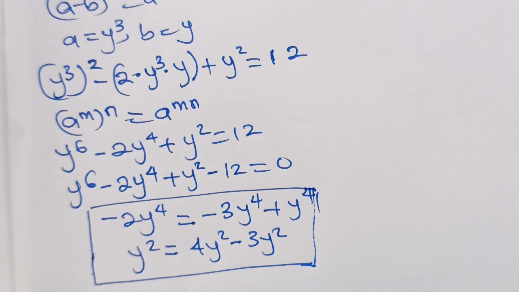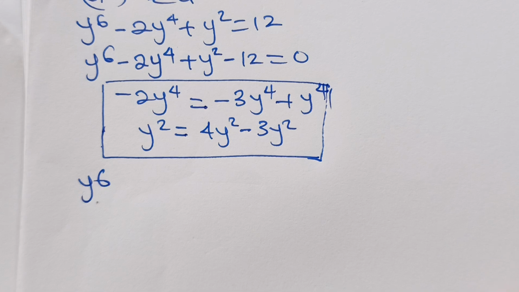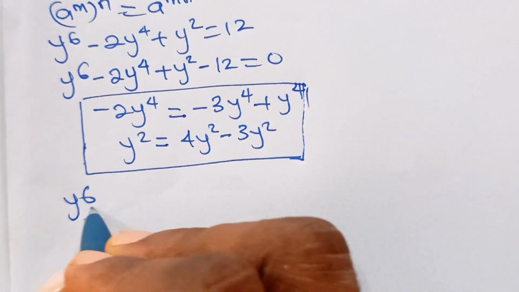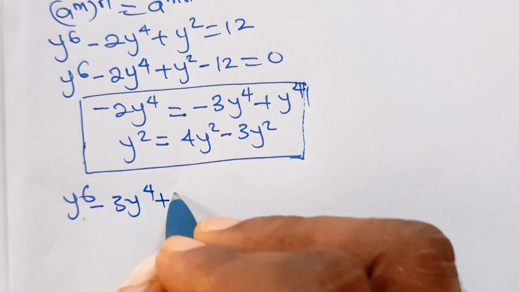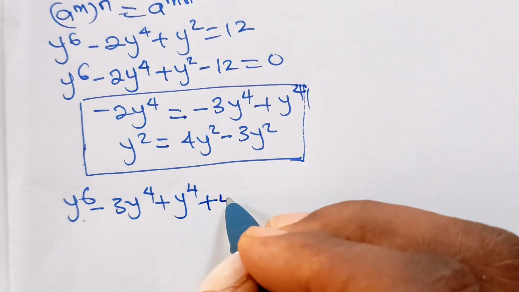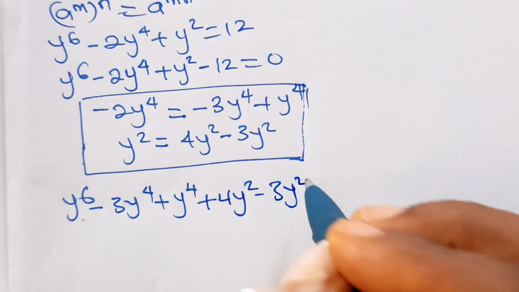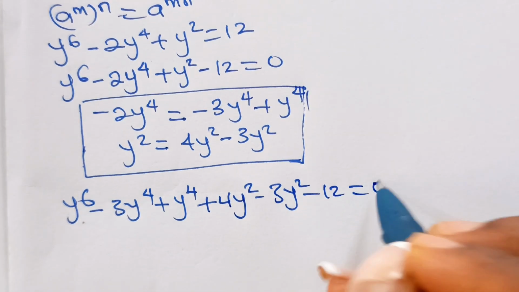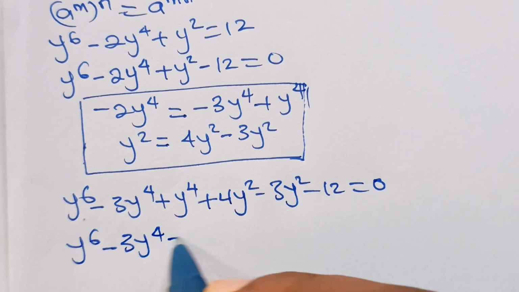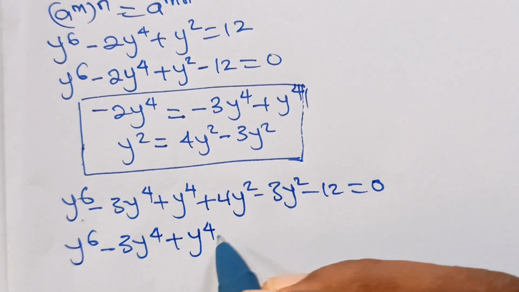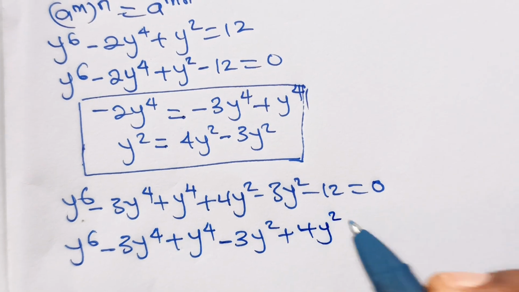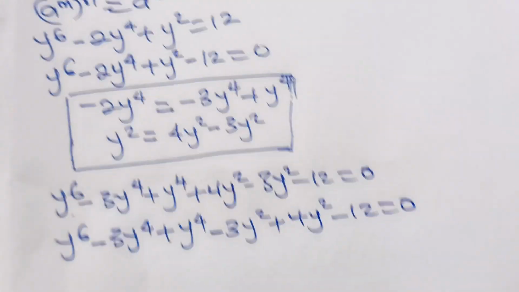So we have y to the power of 6, then minus 2y to the power of 4 will be replaced with the whole of this. So we have minus 3y to the power of 4 plus y to the power of 4. Then y squared will be replaced with this, plus 4y squared minus 3y squared. Then minus 12 is equal to 0. Now let's write y to the power of 6, minus 3y to the power of 4, plus y to the power of 4. Let's bring this in. Minus 3y squared, let's take this to this side. 4y squared minus 12 is equal to 0.